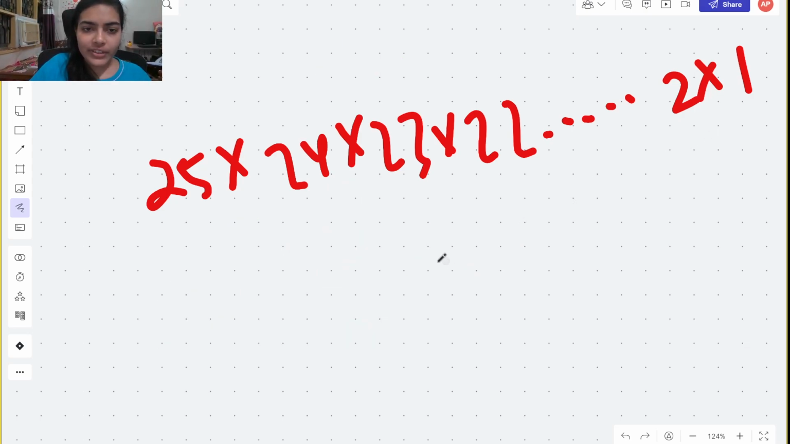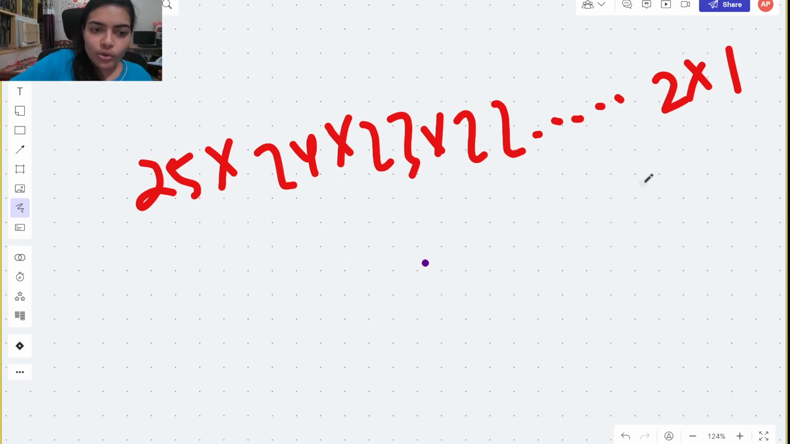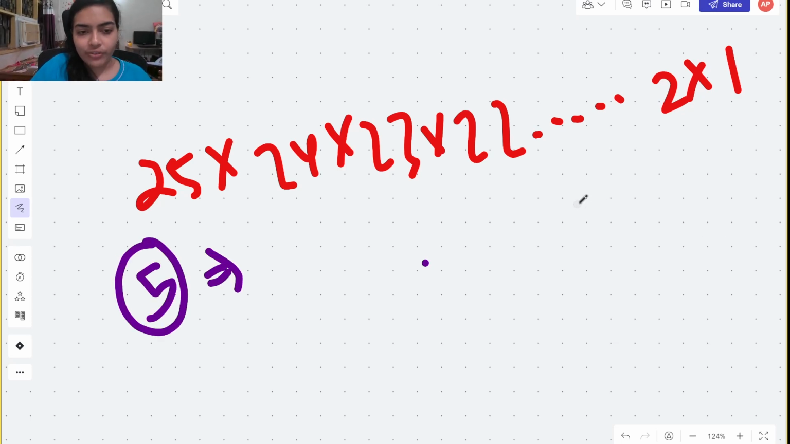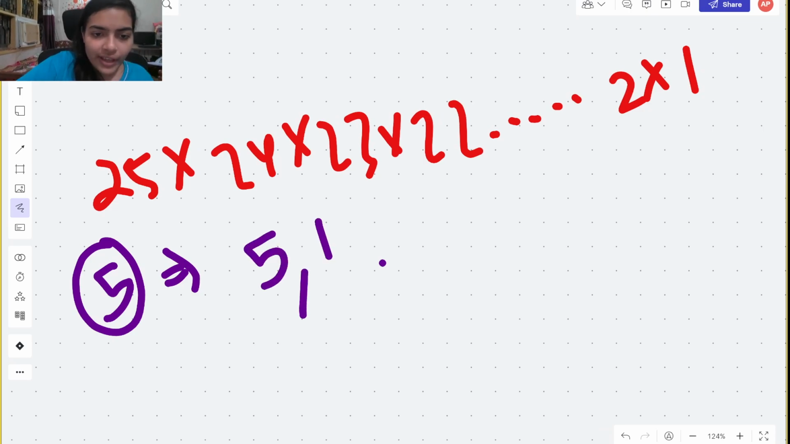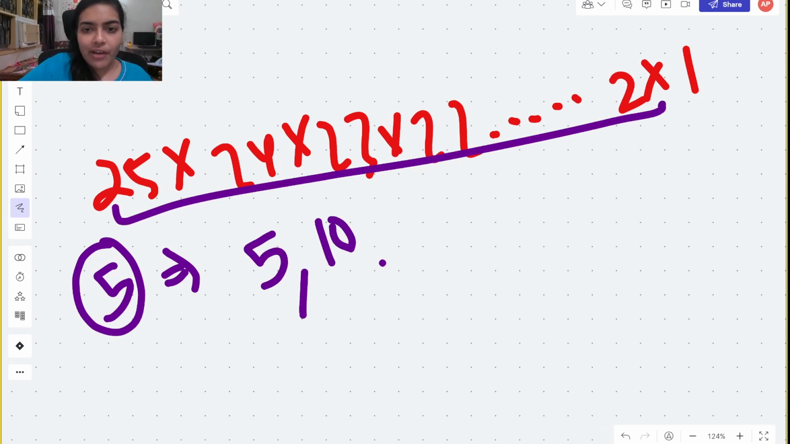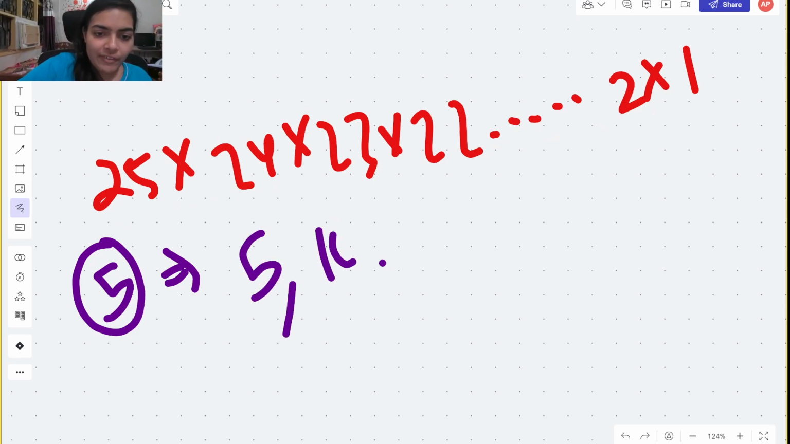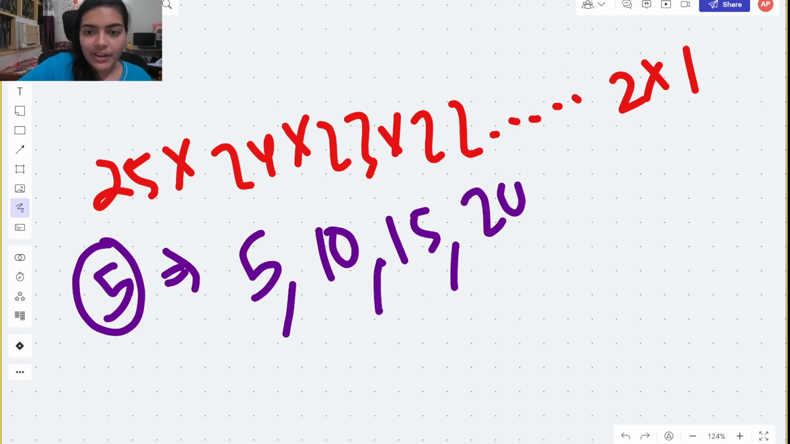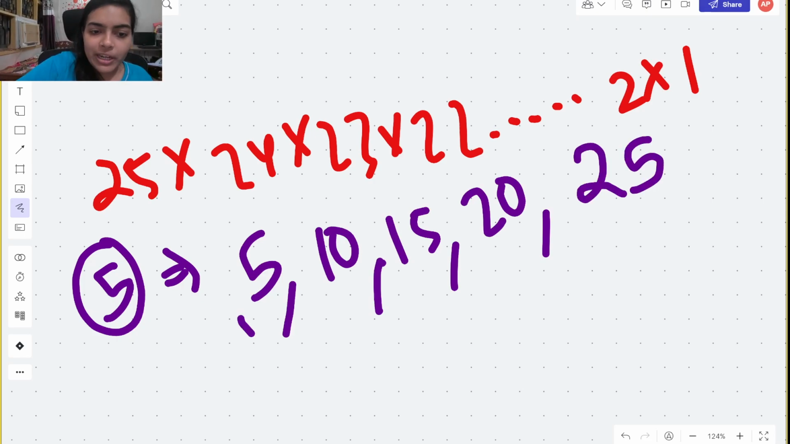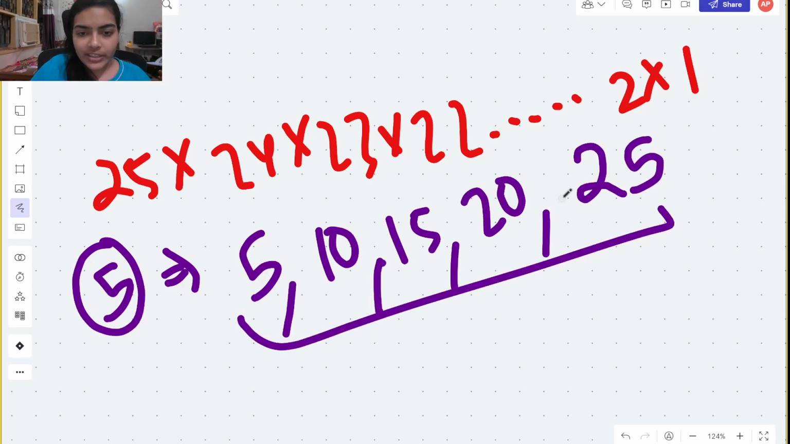Okay, let's start with some logic. Let's see what are the multiples of 5 that we have. From them we can extract 5, right? So in this series, we will have 5 somewhere. We will have a 5, we will have a 10, we will have a 15, we will have a 20, we will have a 25. Now these are all the multiples of 5 and these will be the number of 5s that you have, right?